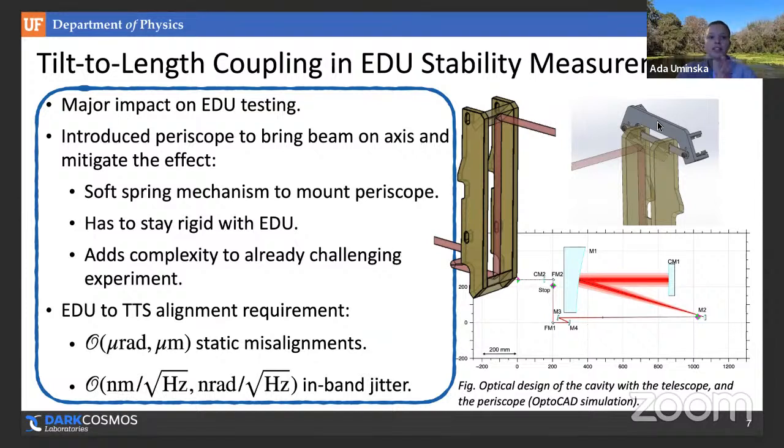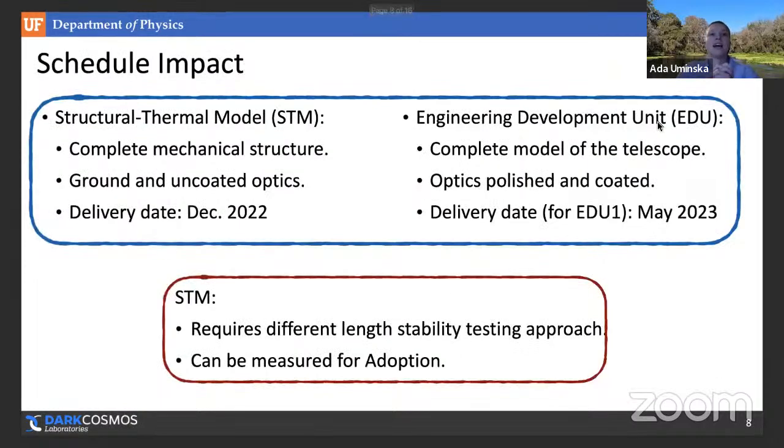Two, we also learned that building such a periscope is not easy. And three, we still have quite a stringent requirement on our alignment of the TTS to the telescope, which is micrometer and microradian static alignment, and nanometer and nanoradian in-band jitter during our measurement. So in addition to that, we got hit by a schedule impact.